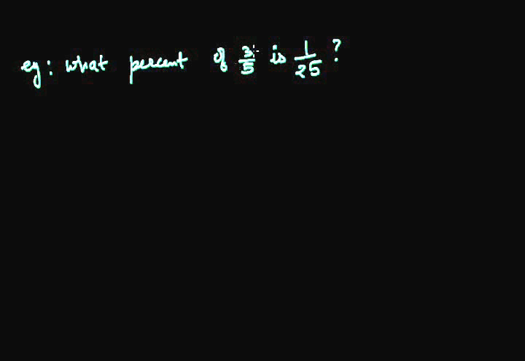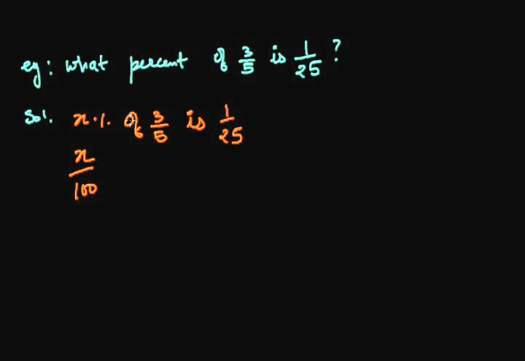यानी 3 by 5 का कितना परसेंट 1 by 25 है. तो let us assume that x percent of 3 by 5 is 1 by 25. Now if we write it in mathematical symbols, x percent means x upon 100, of means multiplication, 3 by 5, and is means equals to 1 by 25.